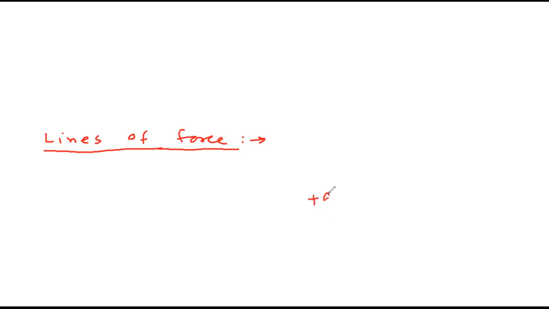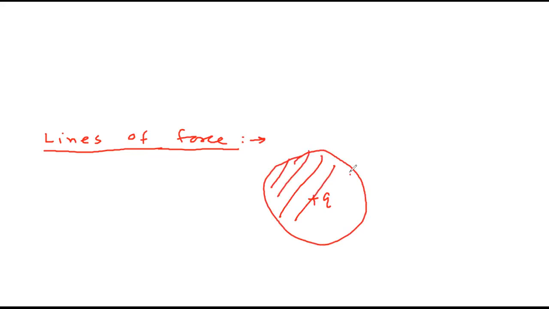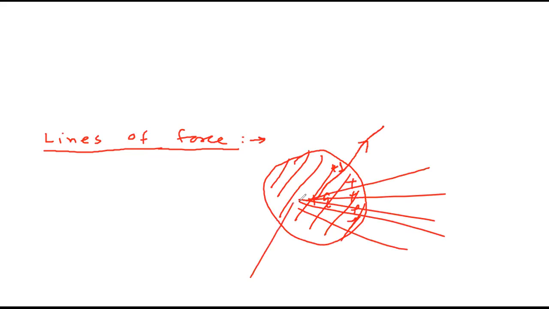See, if this is a charge, then what is this space surrounding the charge called? Electric field. Correct. In this electric field, if I place a unit charge, it will try to repel along the line joining the two charges. That means anywhere I place the positive charge, it will repel along the same line joining. How many such lines can there be? Infinite. So these lines are actually called lines of force.